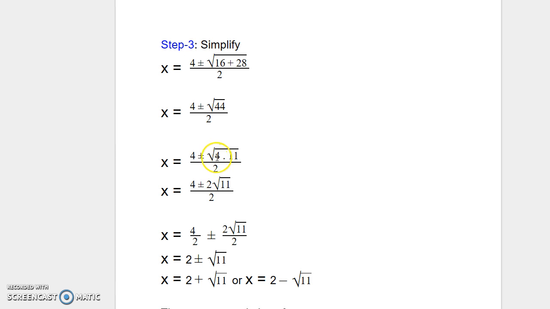4 is a perfect square. We can take it outside of the radical term as shown here. 4 plus or minus 2 times the square root of 11, divided by 2. The square root of 11 is not a perfect square. Therefore, we're going to leave it under the radical term.